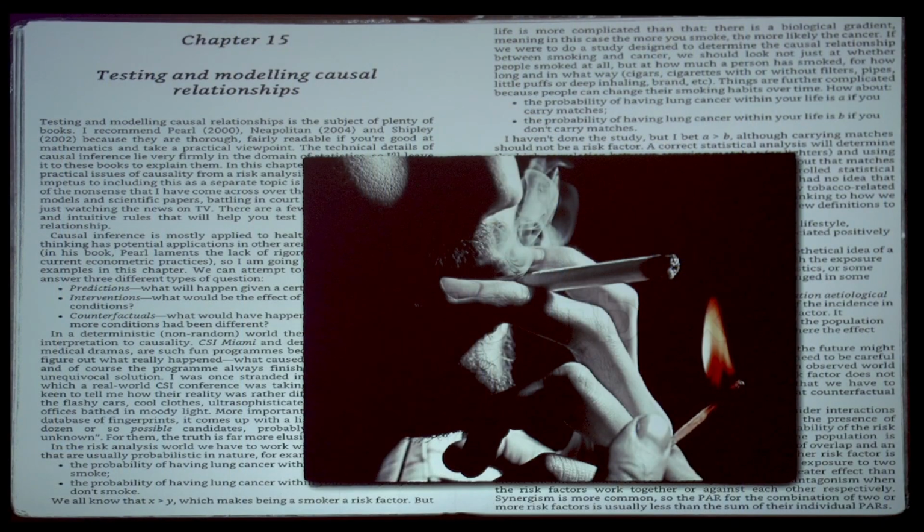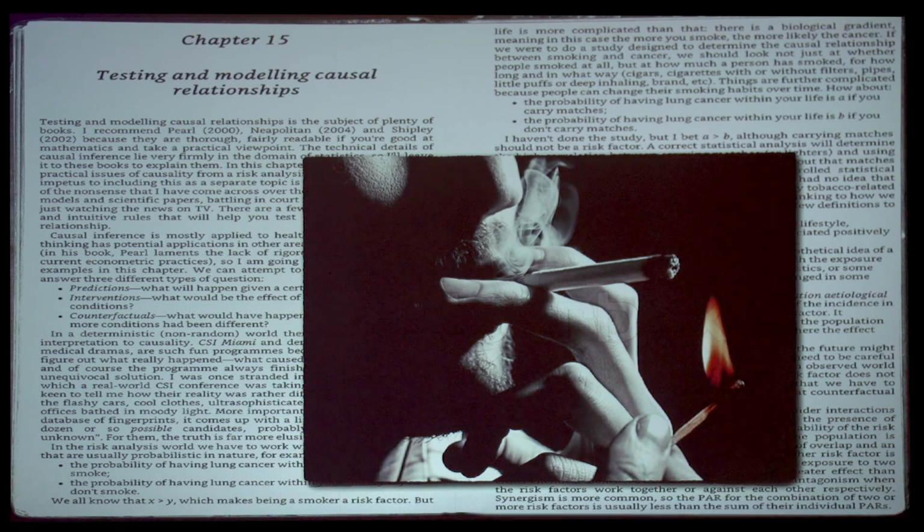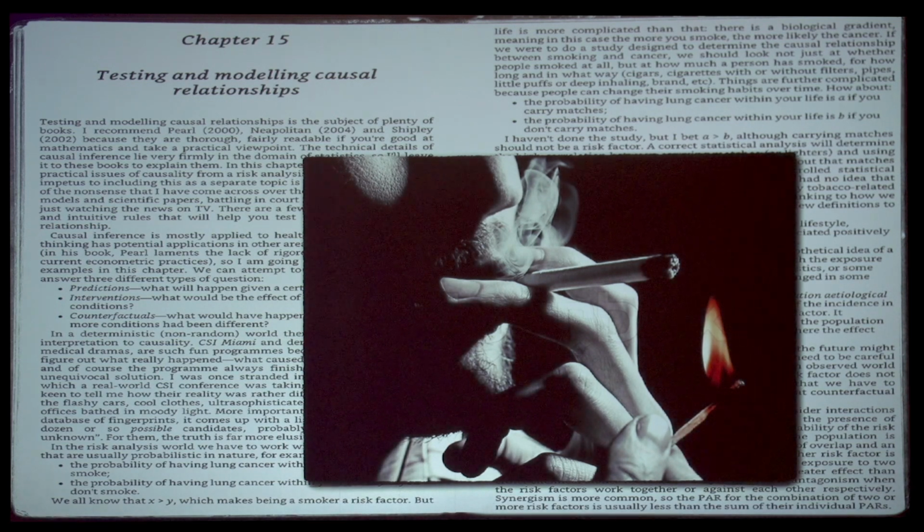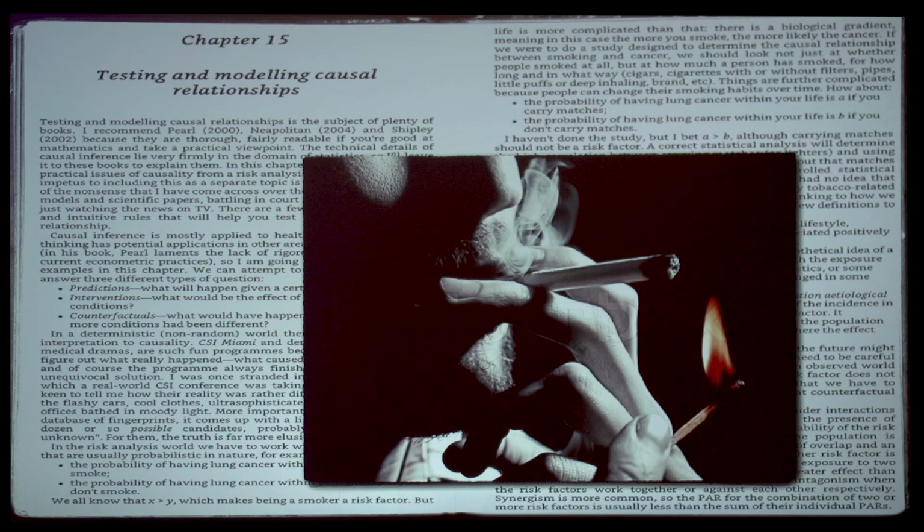So I'm putting it up there for other people if they want to read it. But he has an interesting little bit in here where he talks about testing and modeling causal relationships. And he says, I haven't done the study, but I'll bet the probability of having lung cancer within your life is B if you carry A, if you carry matches, and B if you don't carry matches. So we could make the inference then that carrying matches causes lung cancer.